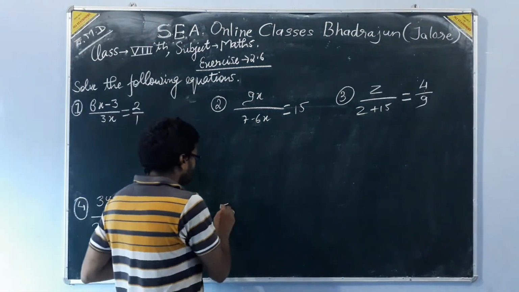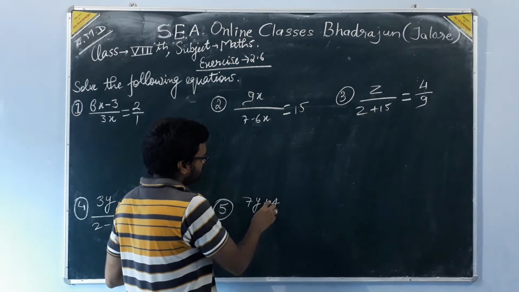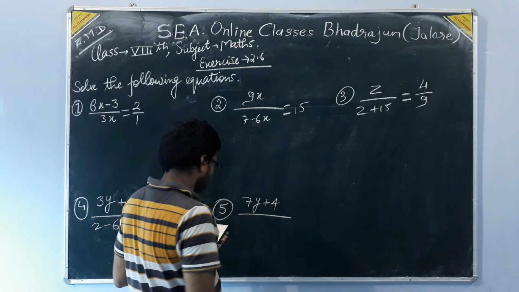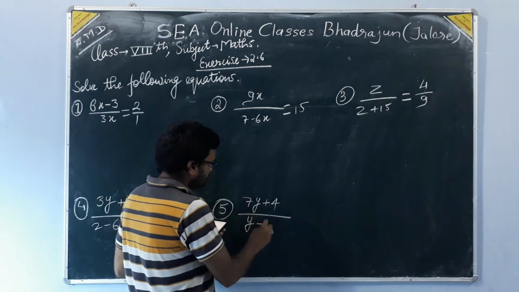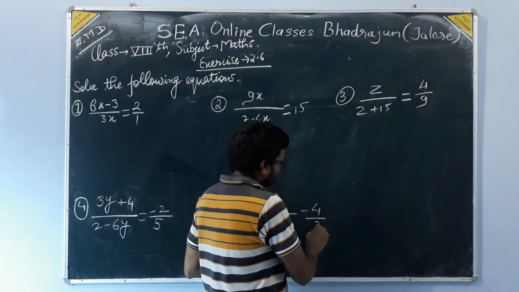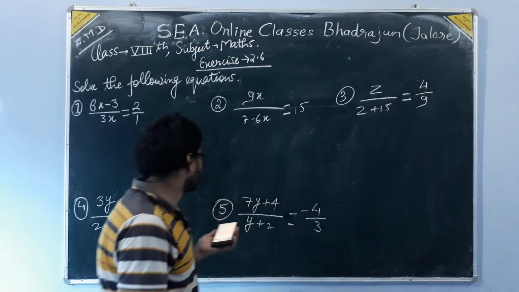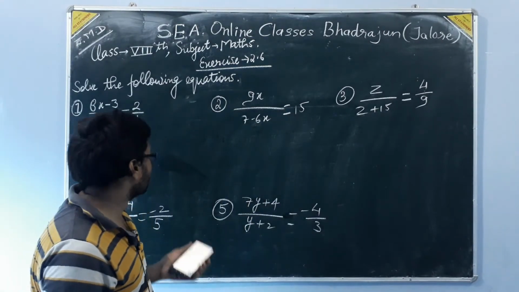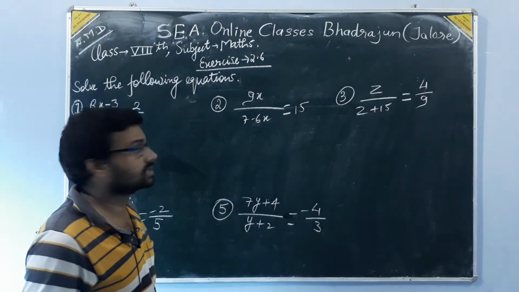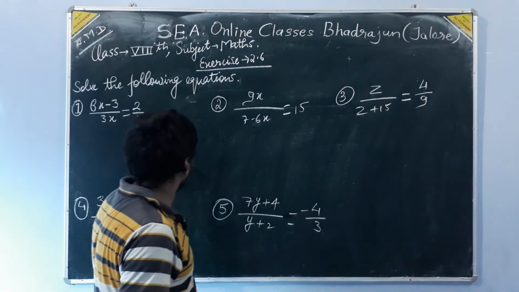And our fifth one is (7y plus 4) upon (y plus 2) equals minus 4 upon 3. This is our question number 5, and the instruction is for all 5 questions. So now we will start doing these sums from question number first.